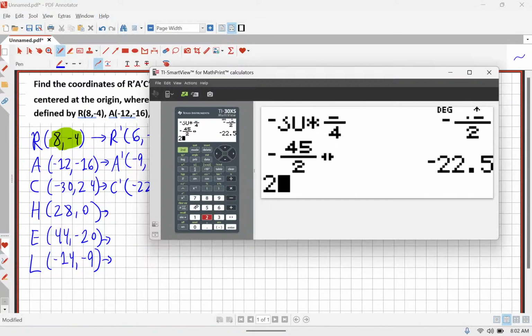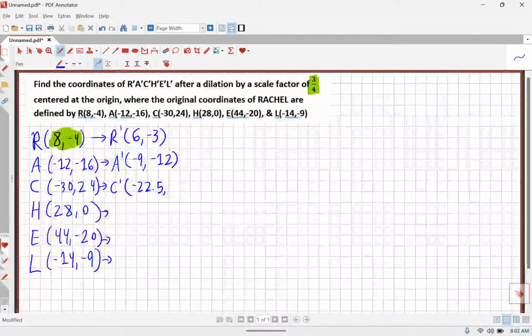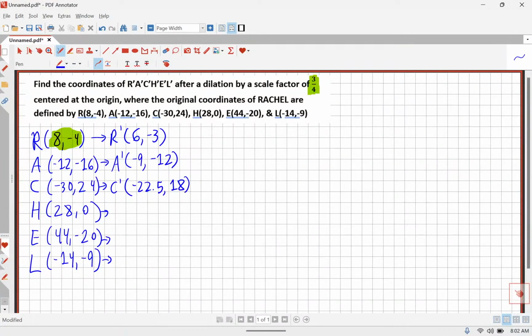And then I go 24 times 3/4. And that's 18. And it's okay if it's a decimal like that, okay? That can happen. That's one of the reasons that I didn't ask you to graph this, because graphing that would be a huge pain in the butt, and I don't want to do it. I just don't want to. Let's see here. That's perfect.